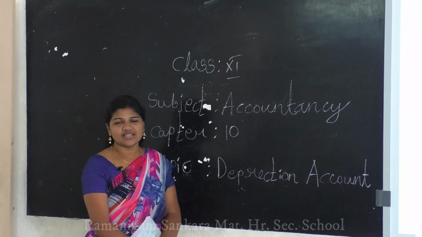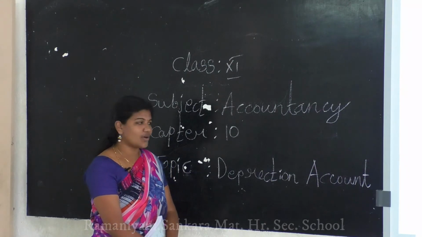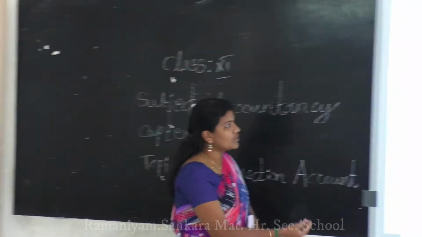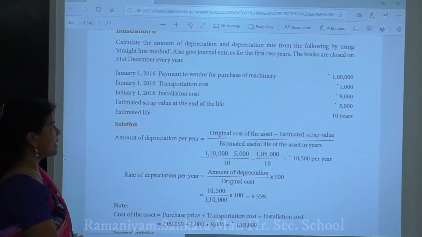Students, now we are going to see the accountancy class 11, subject accountancy, chapter 10, topic depreciation account. Look at here, now we are going to see the straight line method.